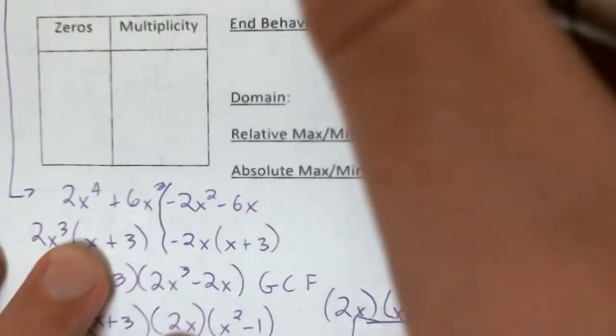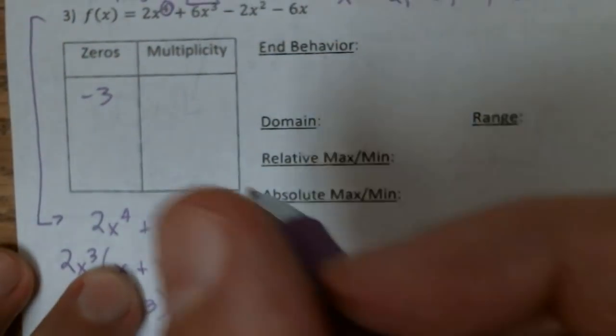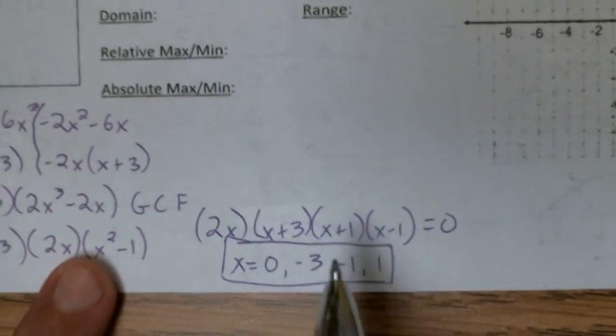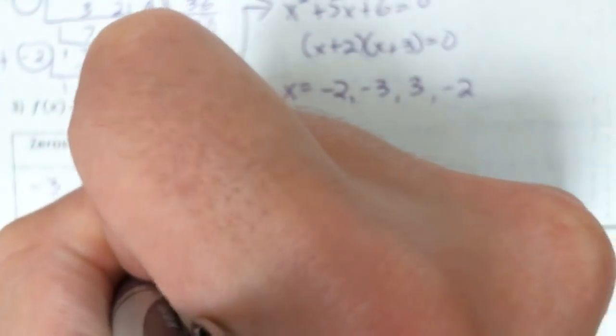Okay, so I'm going to go back up to the chart here. -3, -1, 0, 1. These all have a multiplicity of 1. They only show up once.